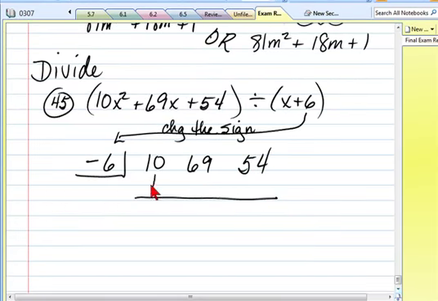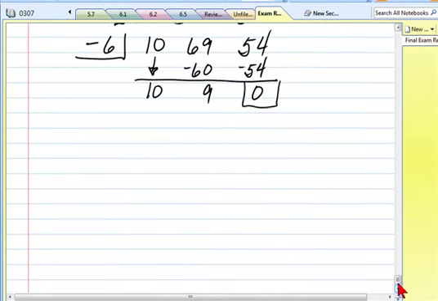All right, synthetic division, bring down the first number, 10, and from then on, it is multiply and add. Multiply 10 times negative 6 for negative 60, add for 9. Multiply 9 times negative 6 for negative 54, add for 0. And remember that that last number is your remainder. So you have a 0 remainder.